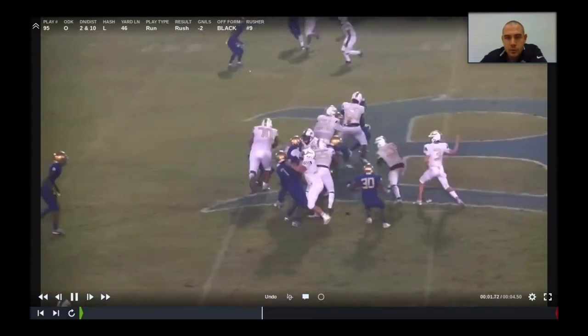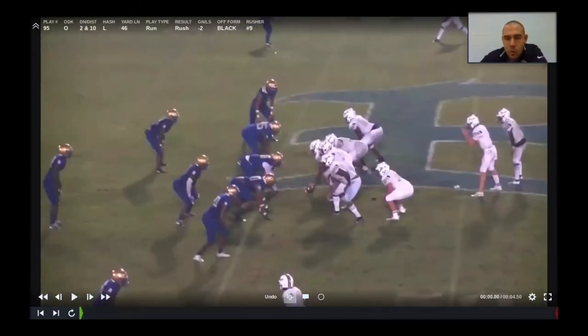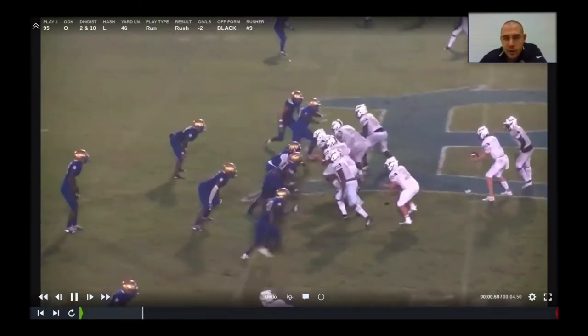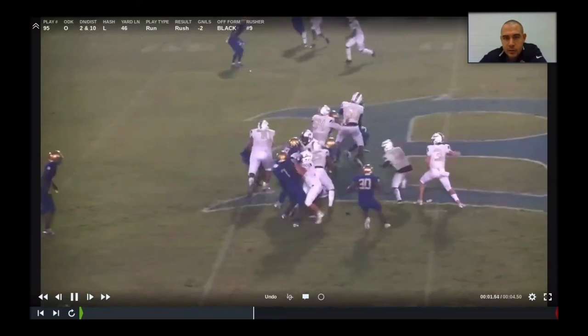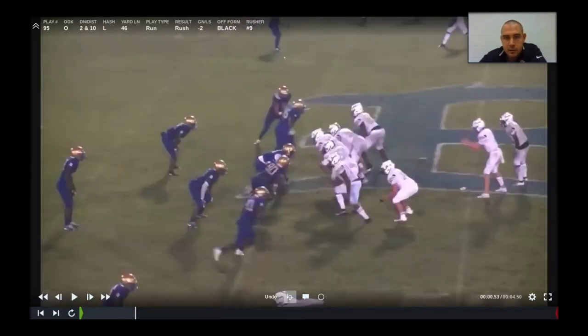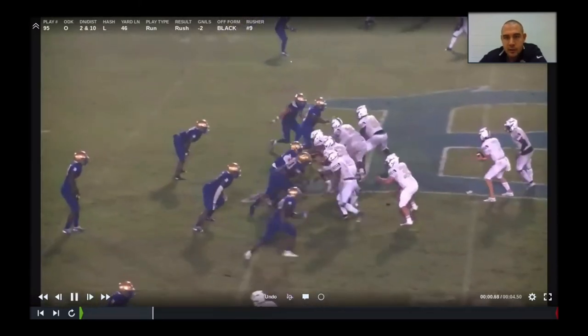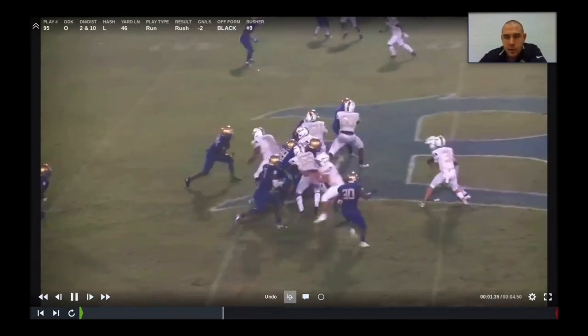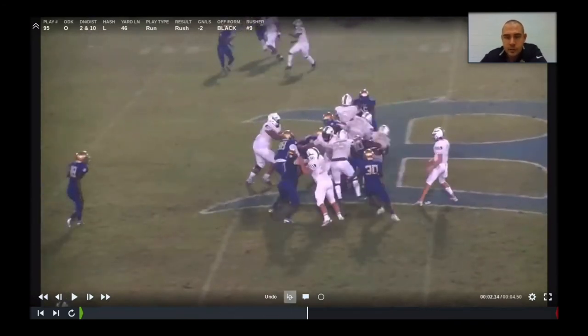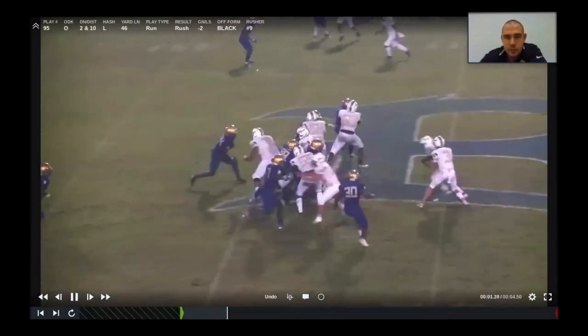Boom. Now, number one rule, don't get beat across your face. Our left tackle here gets beat across his face, right? Now, let's assume that he doesn't get beat across his face. Look at this nice little hole right here. If he's not getting beat across his face, we're going to hit this hole.